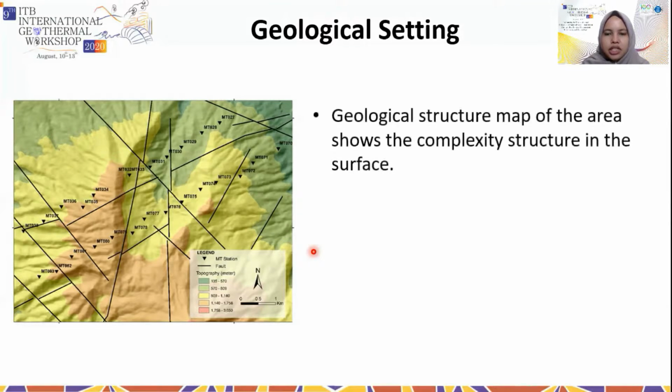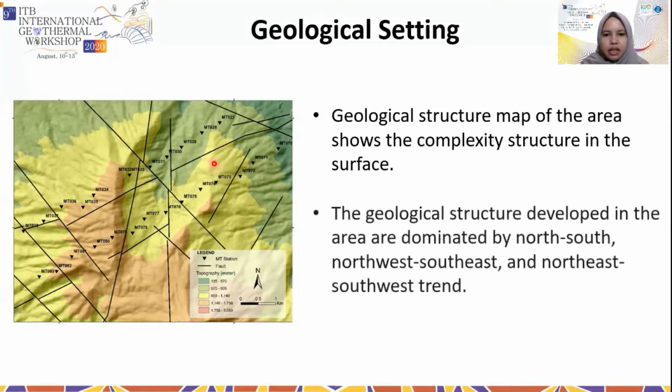This is the geological structure map of the area, and as we can see, it shows the complexity structure in the surface. The geological structure developed in the area are dominated by north-south, northwest-southeast trend, and northeast-southwest trend. This information of the geological structure is used to confirm the result of the magnetotelluric analysis. I mean, TOR strike and phase tensor.